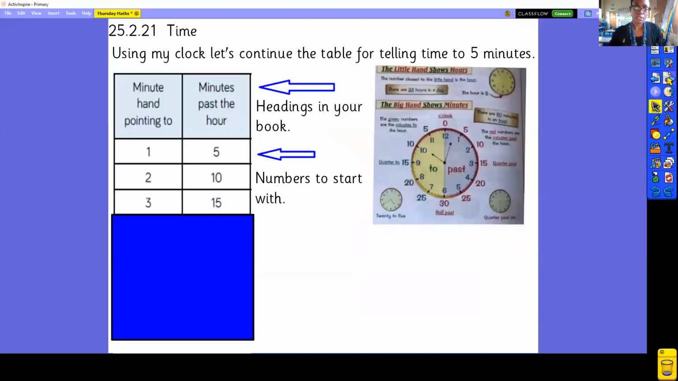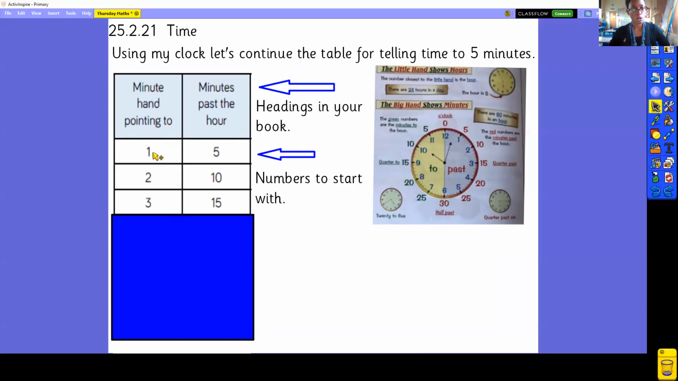Right, some more tasks. Now let's work through this together. Okay, so again, pop your date on there, 25.2.21, and the title, time. Now again, think about my clock here. We're going to continue the table for telling time to 5 minutes. And what's really helping us is maybe thinking about our times tables and looking at the clock as well to help us. So pop that heading, minute hand pointing to, and then in the next part, minutes past the hour. Okay, and let's work through it together.